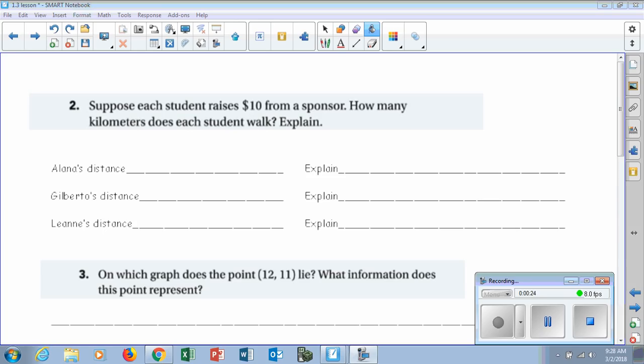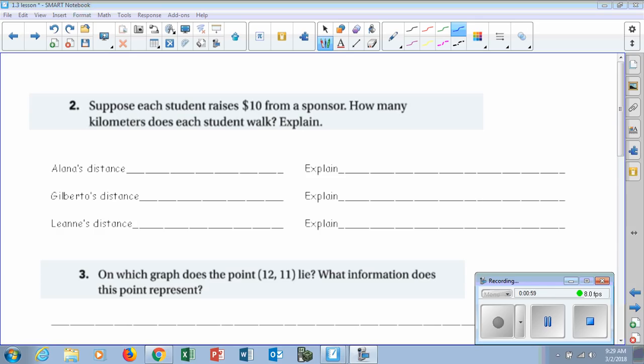Well, now that they told us that each student raised $10 from a sponsor, we can determine how far they walked. So we can figure out Elena's by plugging in her equation that we created. Can someone tell me, Anthony Coleman, can you tell me the equation that we created for Elena? Well, look on the front page. Where is it? On page, question 3 on the second page.